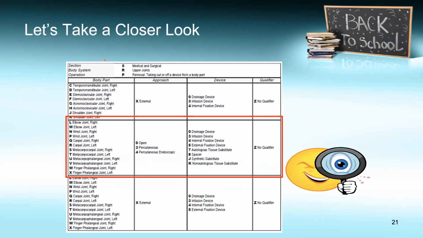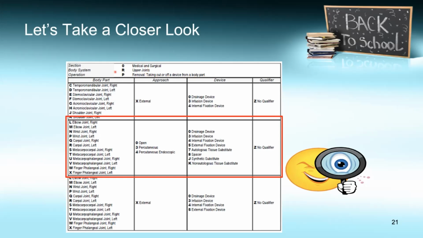Here's just an example of a table, and you can see up here in the top left are my first 3 characters. This is a great way to double check your work. It tells me that I am in the medical and surgical section, so my first character is going to be a 0. I'm in the body system of upper joints, and my root operation is removal. One thing that's nice is that it doesn't just give you the term removal, but it tells you the definition. So you don't have to stop and go look that up. You can say, okay, removal is taking out or off a device from a body part. So I can look at my case scenario and go, does this definition fit? Did they really take a device off of a body part? And then that's a way of double checking your work.